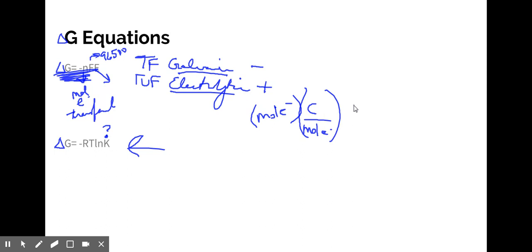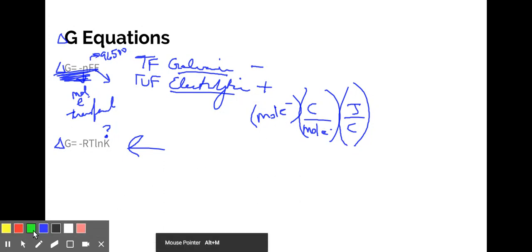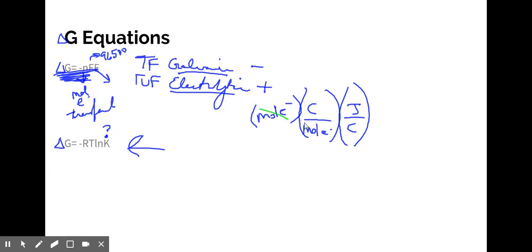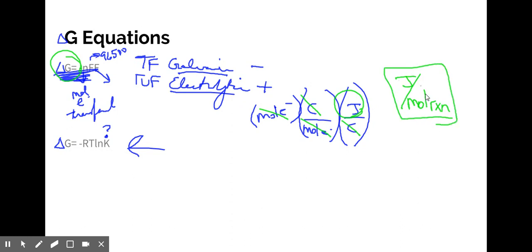And E is volts, which a volt is a joule per coulomb. If I look and cancel out everything, moles of electrons is gone, coulombs is gone, and I'm left with joules. So when I calculate delta G here, that unit is joules. Now, AP got a little fancy, and they said, well, it's not just joules, it's joules per mole of reaction. So they want you to specifically put joules per mole of reaction.